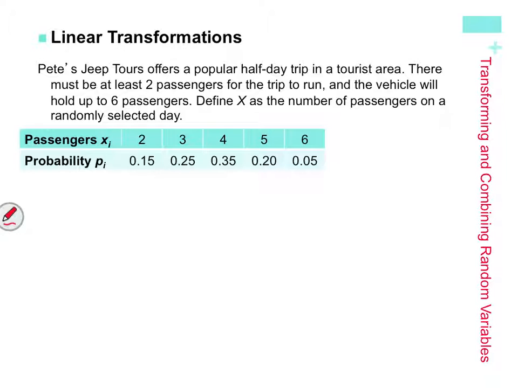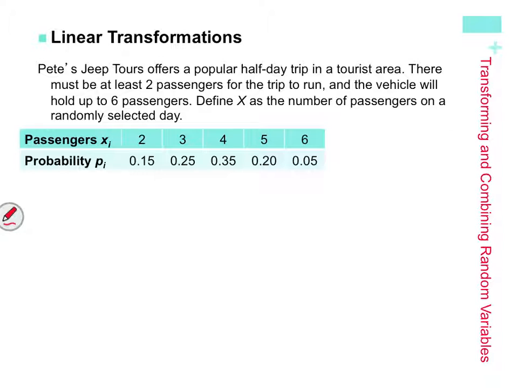So Pete's Jeep Tours, okay? They offer a popular half-day trip in a tourist area. There must be at least 2 passengers for the trip to run, and the vehicle will hold up to 6 passengers, okay? So we definitely have a random variable here. X is going to be the number of passengers. It's a random variable because it's a numerical value from some chance process.